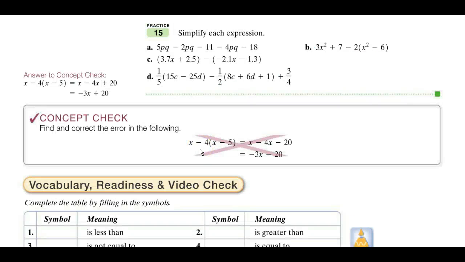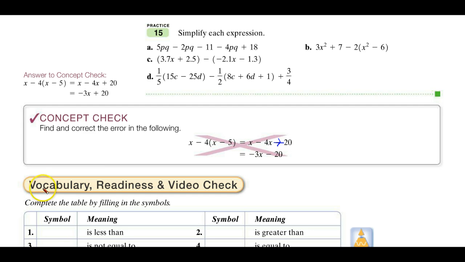Now, we don't normally get to look at these, but this is cute here, what we see here. Where is the error? Well, we got the x, that part is right. We got negative 4 times x, a negative 4. But notice what happened. They went negative 4 times negative 5, and instead of getting a positive 20, they got a negative 20. And of course, that's where they went wrong.